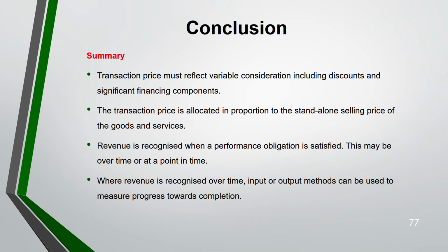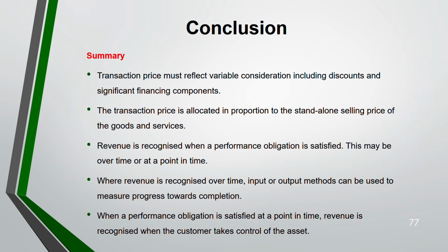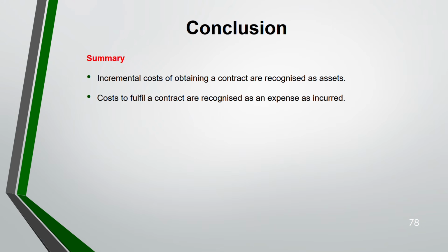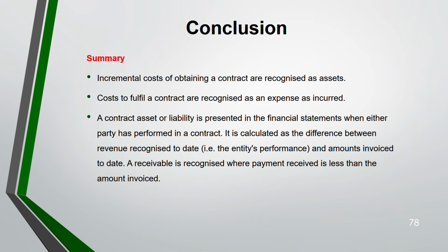When revenue is recognized over time, we use the input or output method to measure progress towards completion. When a performance obligation is satisfied at a point in time, we see whether the customer is taking control of the asset or not. Then we recognize the revenue. Incremental costs of obtaining a contract are recognized as an asset. Costs to fulfill a contract are recognized as an expense. A contract asset or liability is presented in your financial statements when either party has performed in a contract.